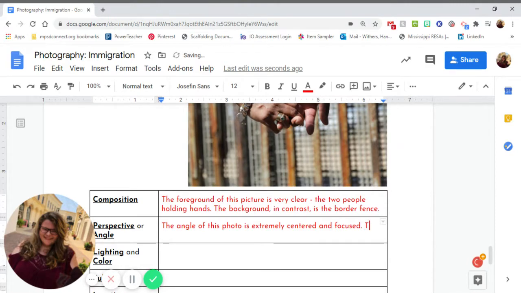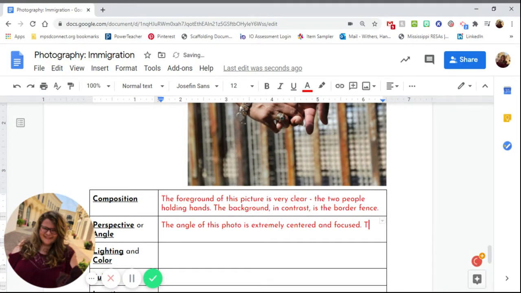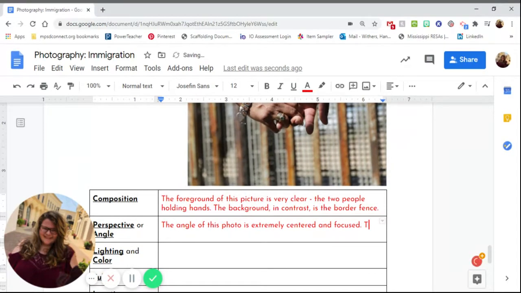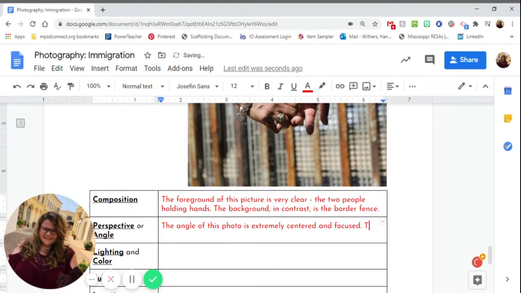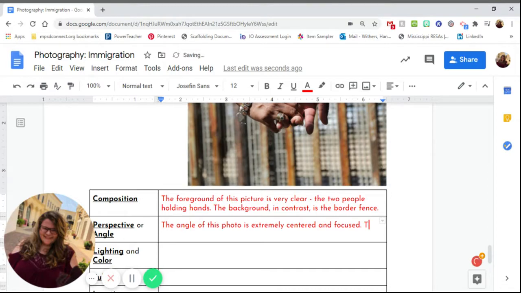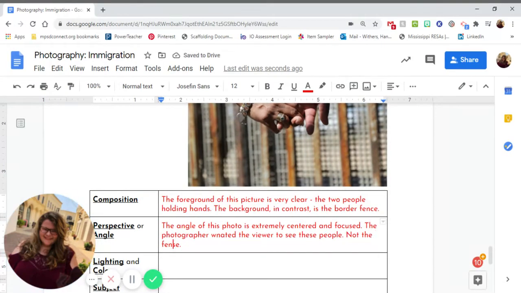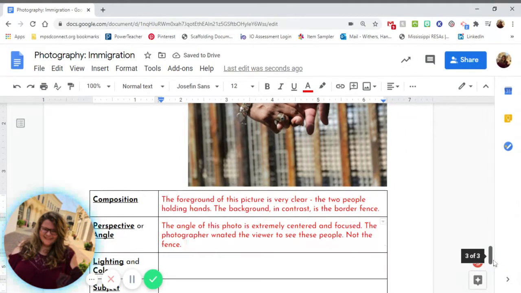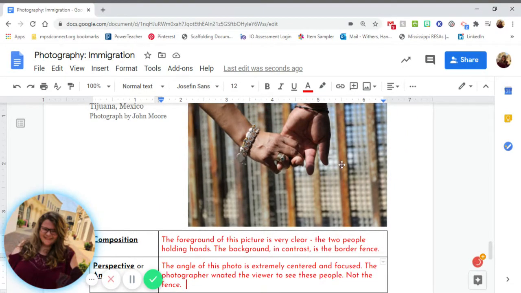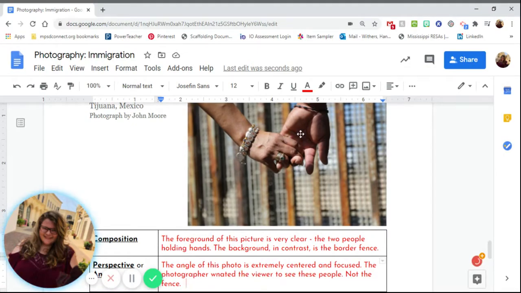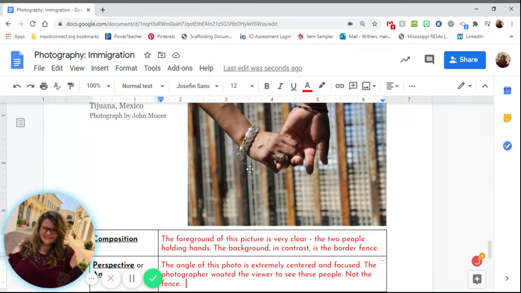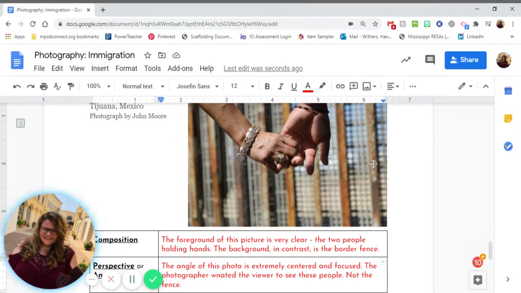The photographer wanted the viewer to see these people, not the fence. And I think that's very important. I keep spelling fence wrong, y'all. I promise I'm not. All right, so I think it's very important that they wanted you to see this person. We've got a wedding ring. I love this bracelet she's wearing. It's got a heart on it. This love, this couple.